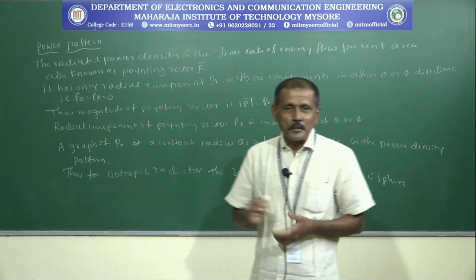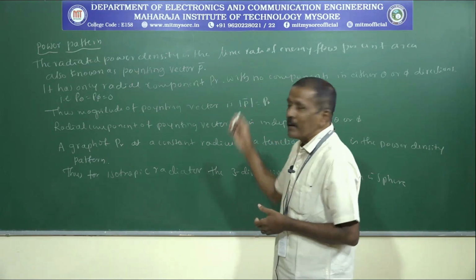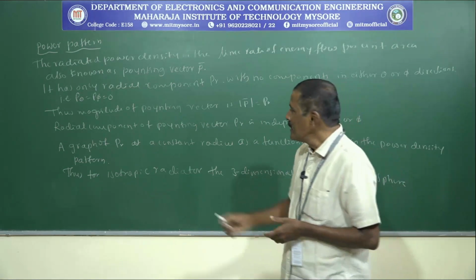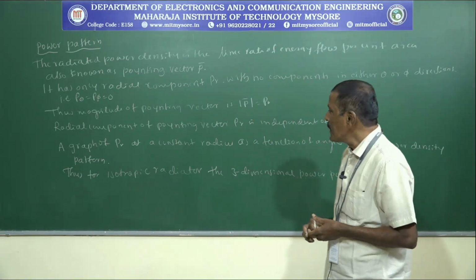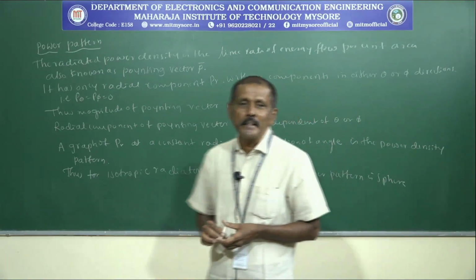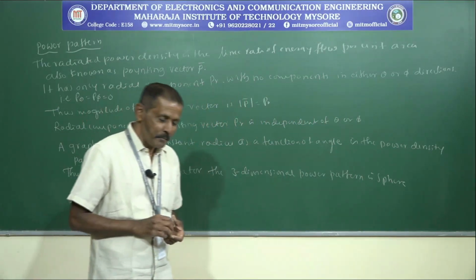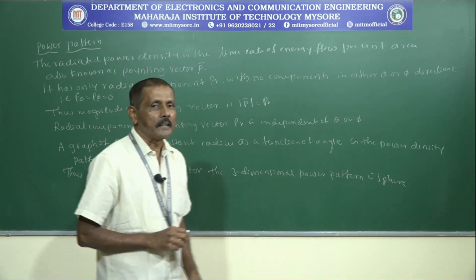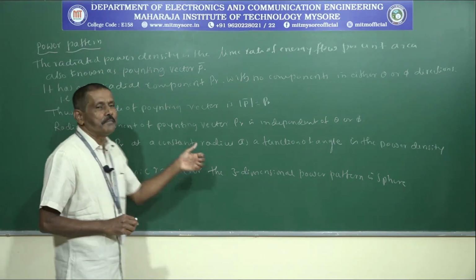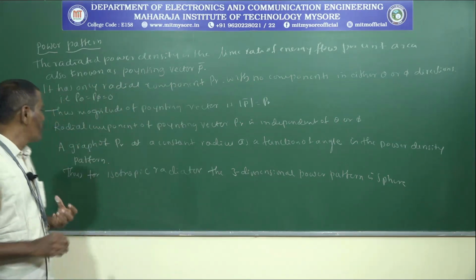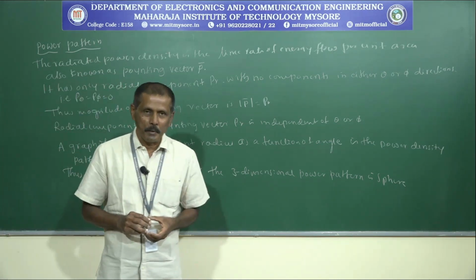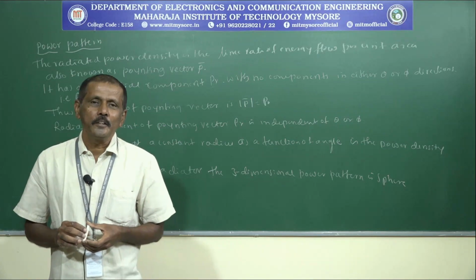Now, for this particular power density, we are drawing a graph of P_r at a constant radius as a function of angle, which is the power density pattern. I mean to say that the power density pattern is the graph of the Poynting vector as a function of angle. For isotropic radiators, if you draw a three-dimensional power pattern, then it looks like a sphere.